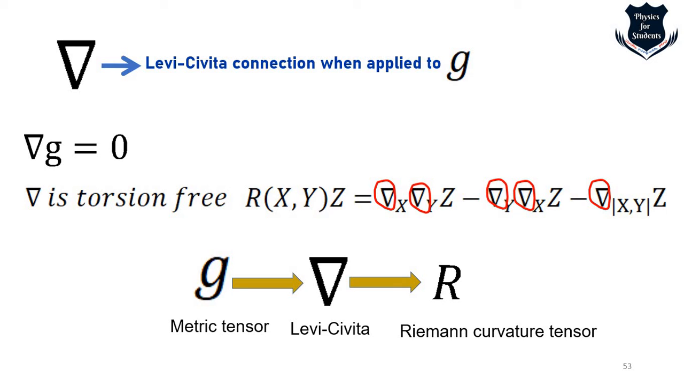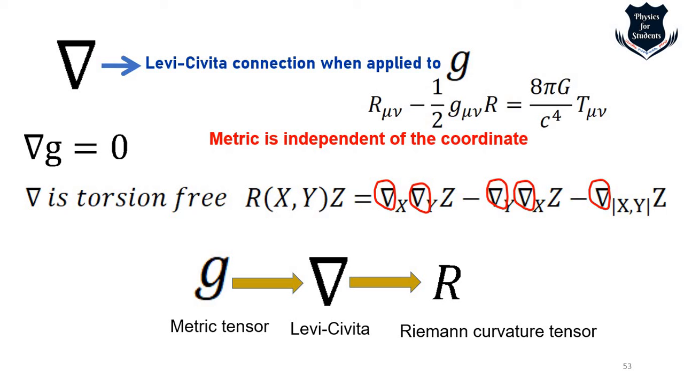If I go back from the right to the left, the Riemann curvature tensor relates to the Levi-Civita connection, which relates to the metric tensor. And Levi-Civita, because it makes the connection torsion free, actually describes G, and in this way they are related, right? Then when we write the Einstein field equation, the metric becomes an independent creature, independent of the coordinate system. That is why all these are required.